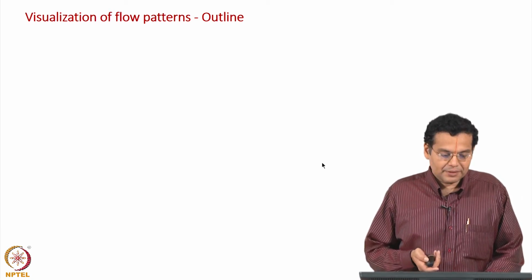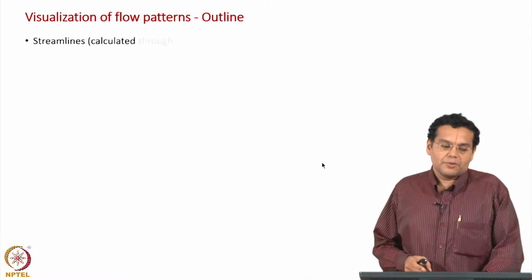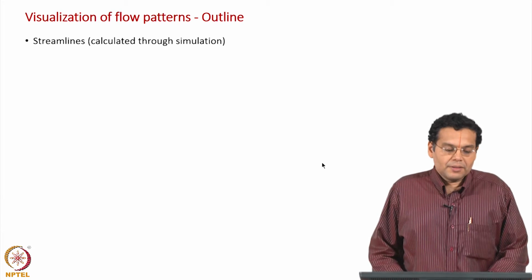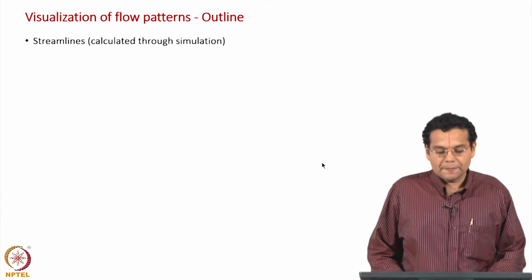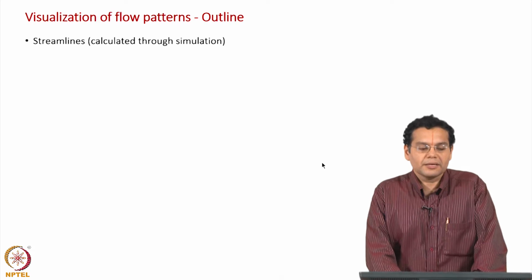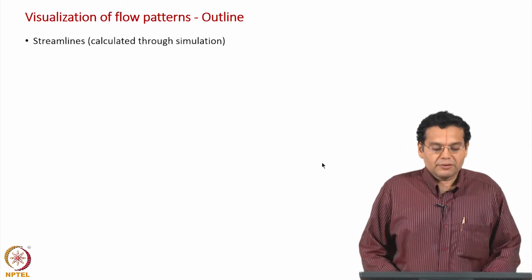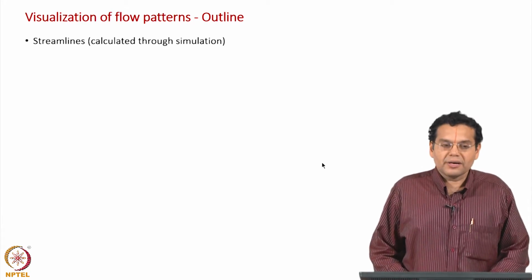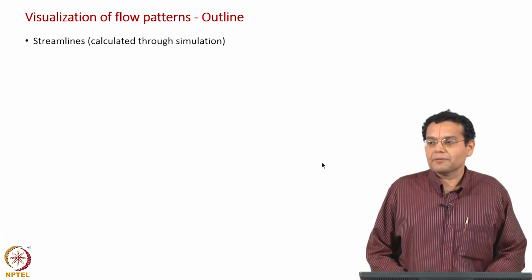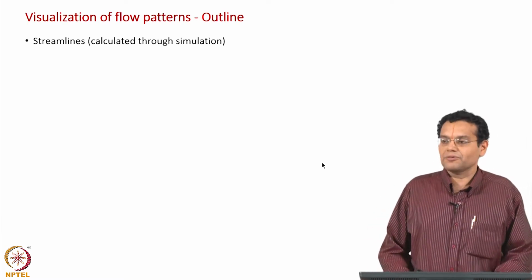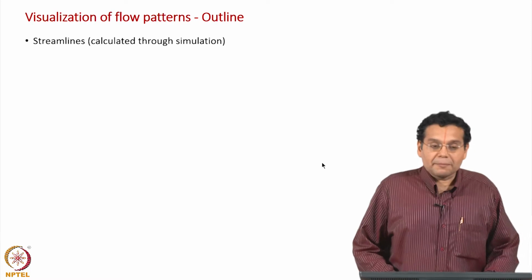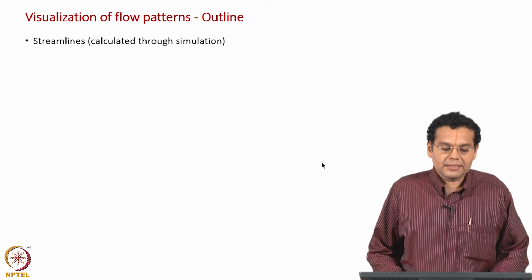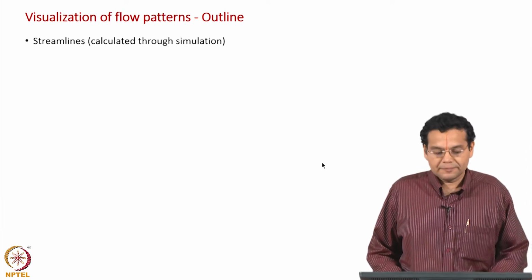So, there are three different ways of representing a flow pattern. First is a method by streamlines, and streamlines are a representation of a result of a simulation. We do not measure streamlines. If you have calculated the flow field, if you have predicted the flow field, by this time you are familiar with the word flow field, then we can represent the flow field in terms of streamlines. That is why in brackets it says calculated through simulation.